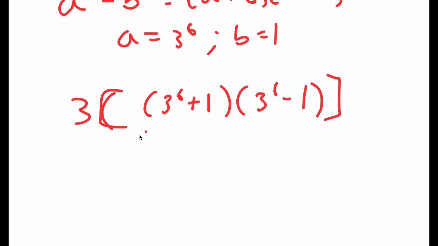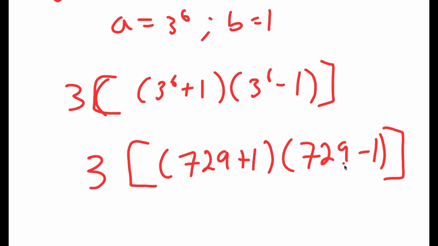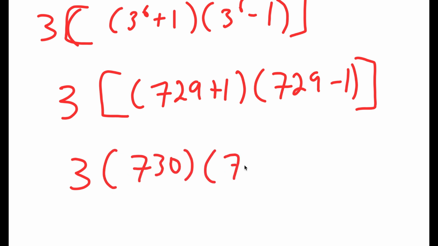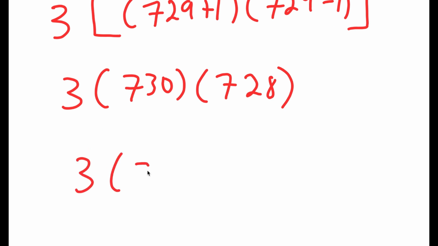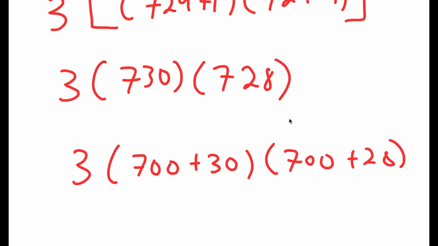Now 3 to the power of 6 is equal to 729. So I get 3 times 729 plus 1 times 729 minus 1. And this is equal to 3 times 730 times 728. Now I'm going to rewrite this as 3 times 700 plus 30 times 700 plus 28 to make it easier to multiply.